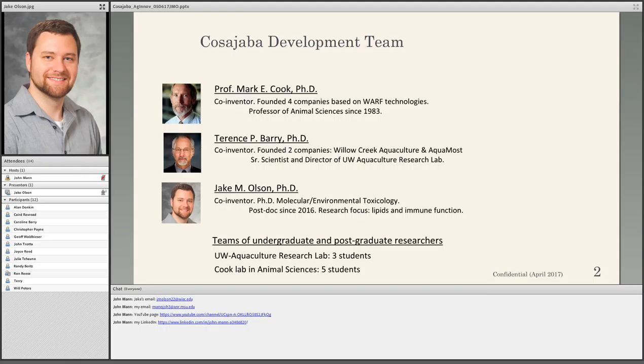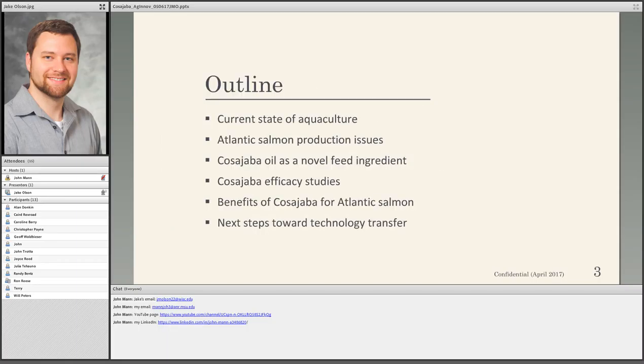Next is Dr. Terrence Berry. He's a senior scientist and the director of the UW Aquaculture Research Lab. He's also a very entrepreneurial guy. He's played around with his own fish farm for several years, and he brings decades of aquaculture experience to our team. We also have several undergraduates and postgraduate researchers on the project. In general, this project has brought about several training opportunities focused on animal husbandry and lipid analytics. This has been a pretty fun project, I think, for everyone involved.